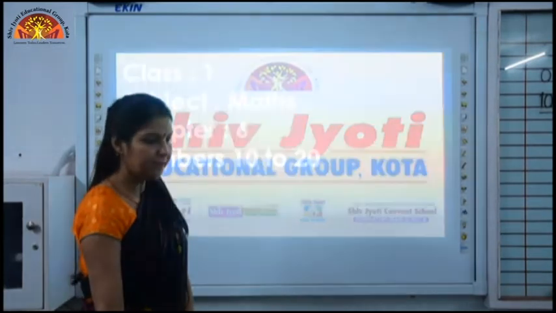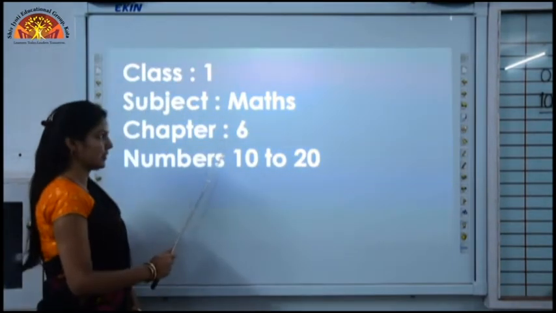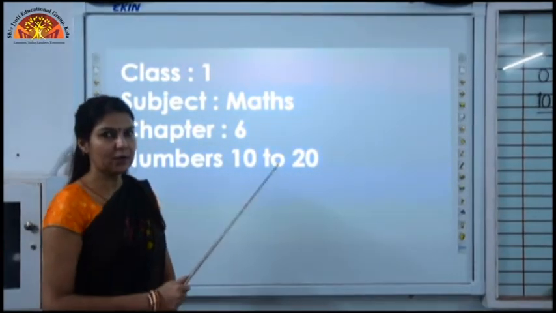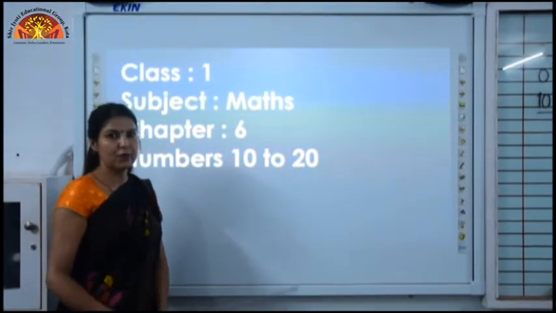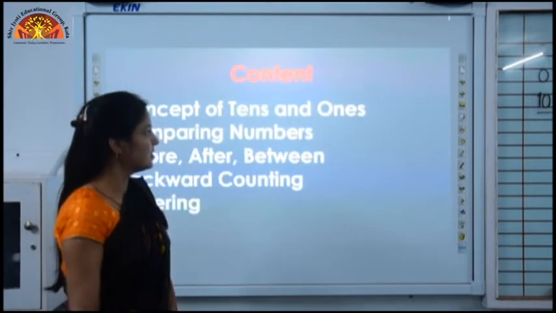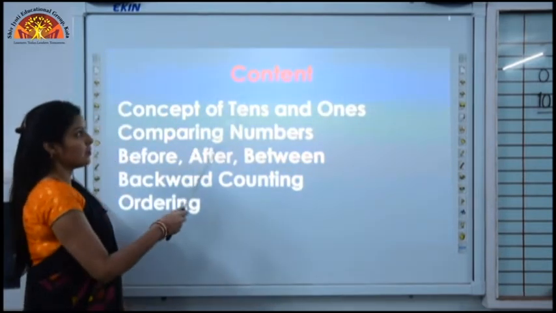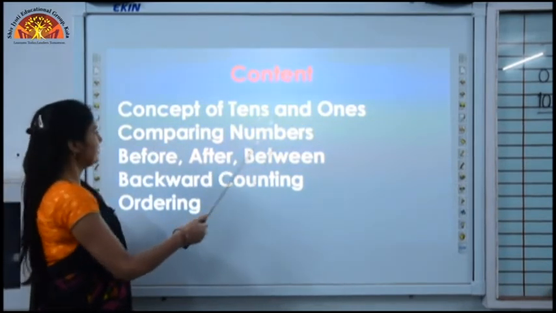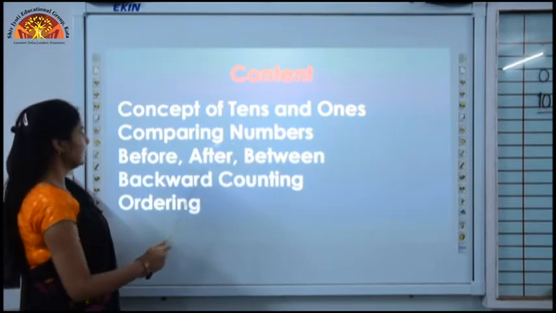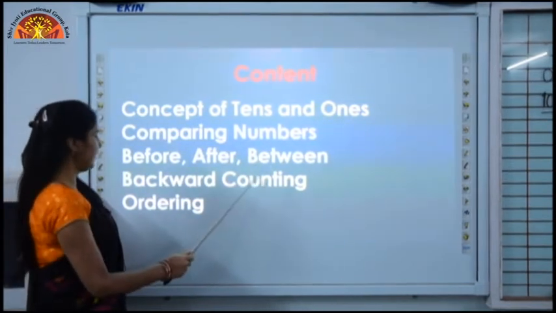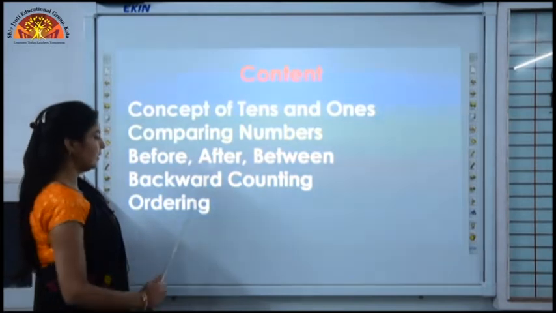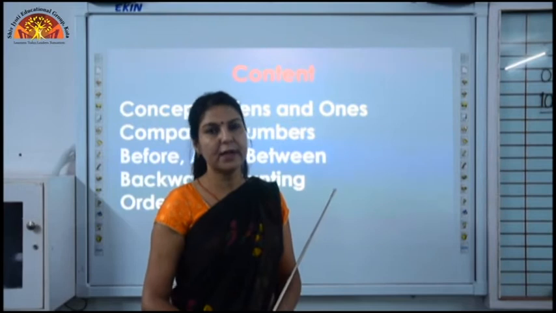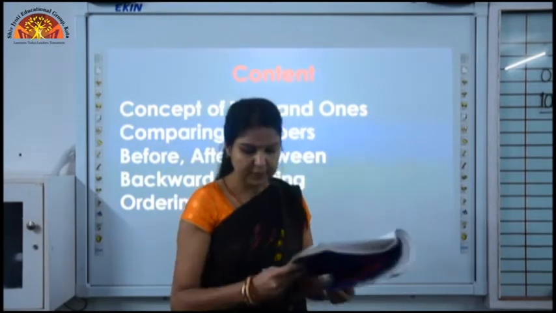Children, today we are going to discuss chapter 6, numbers 10 to 20. We have discussed this chapter already. Now we will start the bookwork of this chapter. We will cover these topics: concept of tens and ones, comparing numbers, before, after, between, backward counting and ordering. Take out your books and open page number 75.